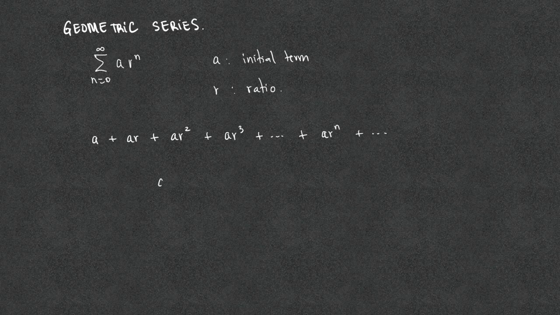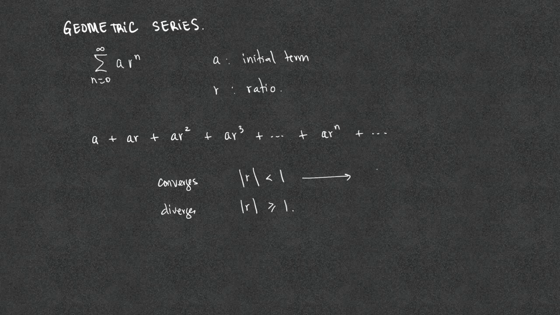This geometric series converges if the absolute value of the ratio is strictly less than 1. It diverges if the absolute value of r is greater than or equal to 1. If the series converges, then it converges to the sum a over 1 minus r.